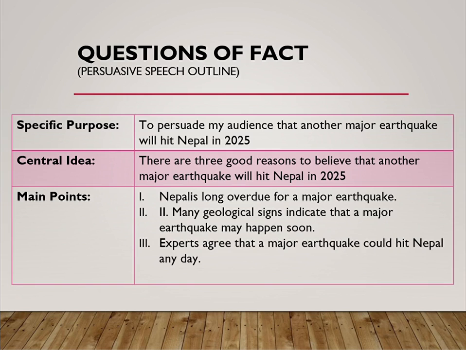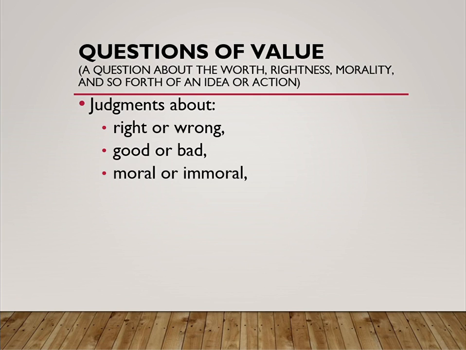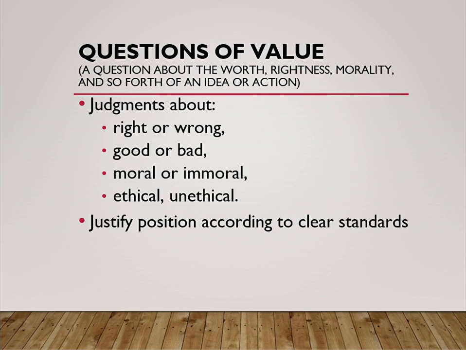Now, the second type is questions of value. Questions of value is a question about the worth, rightness, morality, and so forth of an idea or an action. This is really a judgment about what is right or wrong, good or bad, moral or immoral, ethical or unethical, and you justify positions according to very clear standards. This is also usually organized topically. Topically really means you organize according to topic.